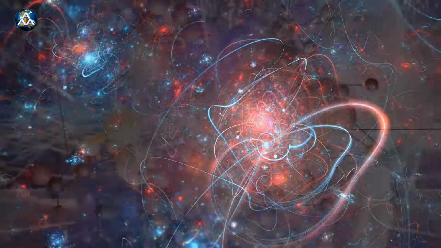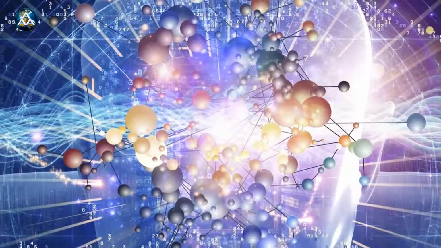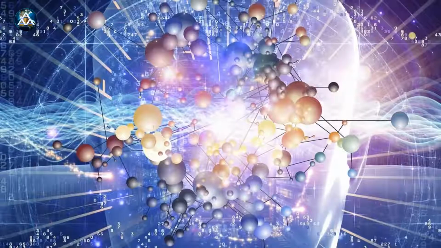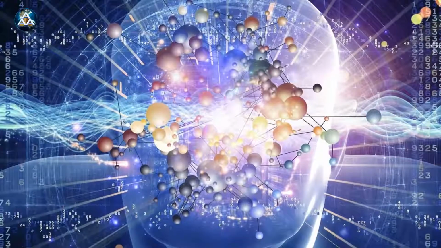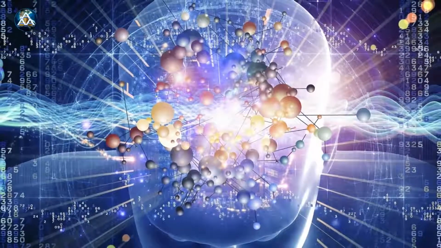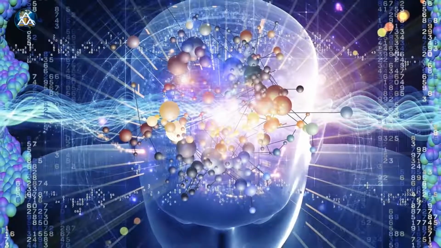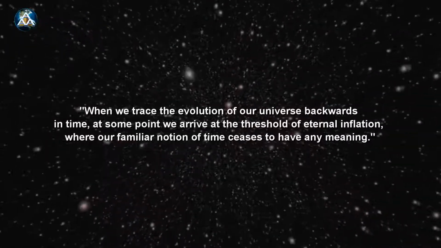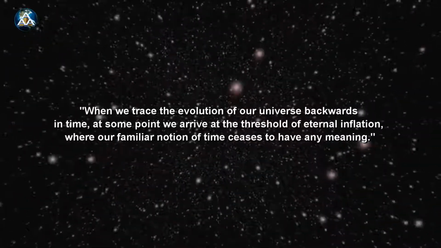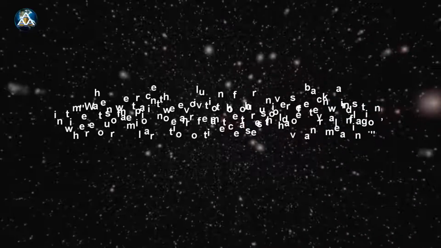projections on their surfaces. The researchers developed a variation of the holographic principle that projects the time dimension in eternal inflation, which allowed them to describe the concept without having to rely on general relativity. This then allowed them to mathematically reduce eternal inflation to a timeless state on a spatial surface at the beginning of the universe, a hologram of eternal inflation. "When we trace the evolution of our universe backwards in time, at some point we arrive at the threshold of eternal inflation, where our familiar notion of time ceases to have any meaning."